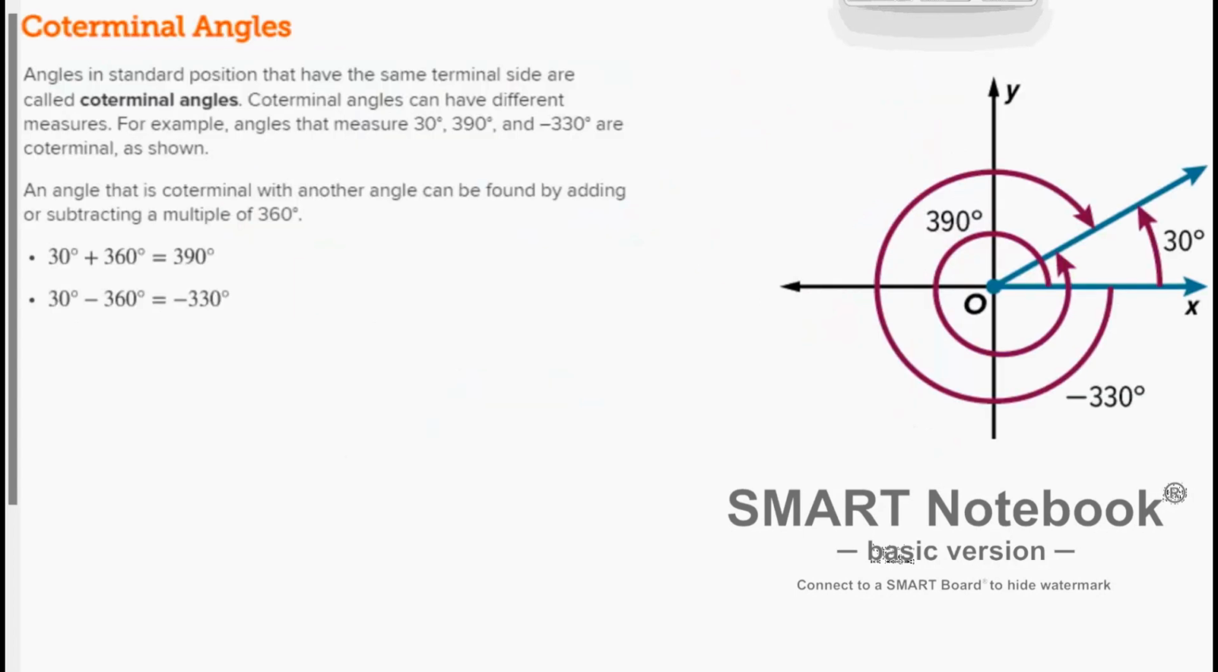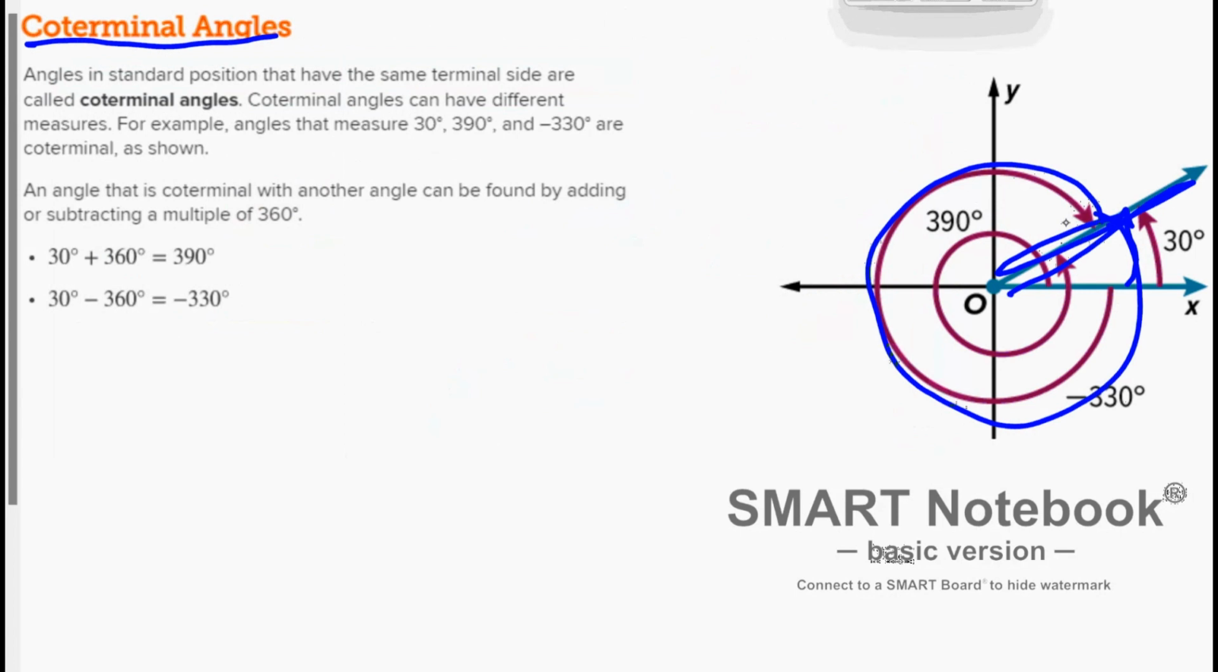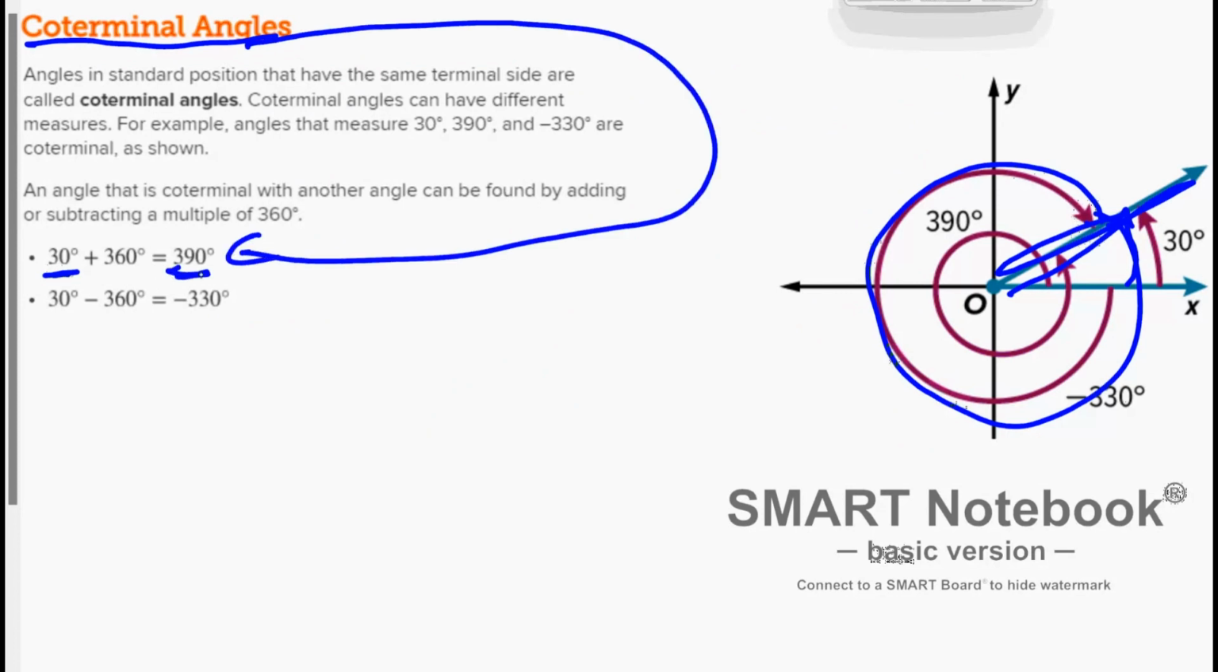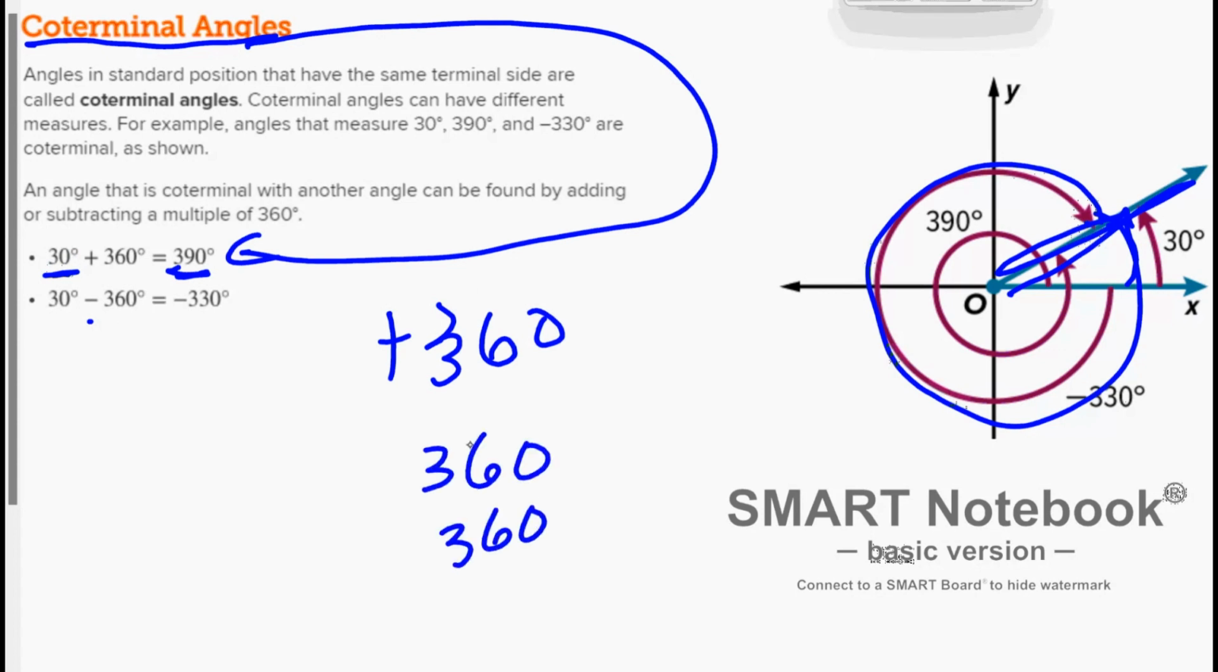So let's go ahead and look at what we call coterminal angles. Coterminal angles just means landing in the same spot. I can land right here at 30 degrees, but if I rotate a full 360, I will land in that same spot. My terminal sides are at the same ending spot, even though I spun another 360. So that means 30 degrees and 390 degrees are coterminal. Again, I can continually add 360 or subtract 360 to whatever my angle is, and I can get infinitely many coterminal angles.